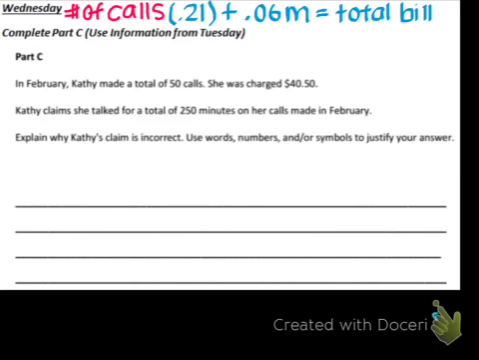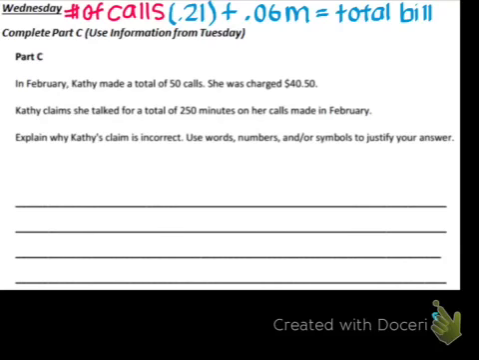So today we're continuing on from there, and we're going to analyze this situation. So in February, Kathy made a total of 50 calls. She was charged $40.50. She claims that she talked for a total of 250 minutes on her calls made in February. However, Kathy is not correct. Explain why Kathy's claim is incorrect using words, numbers, and or symbols to justify your answer or to help explain your answer is what justify means.